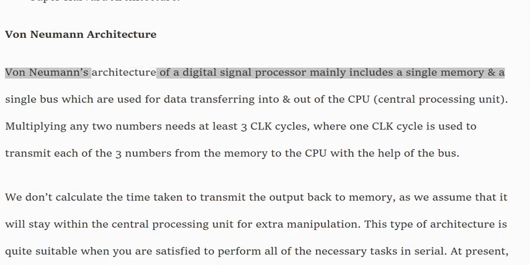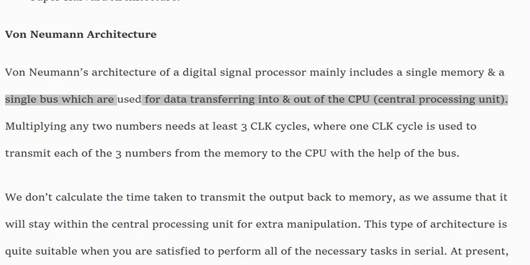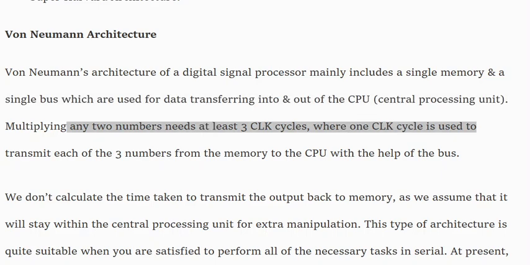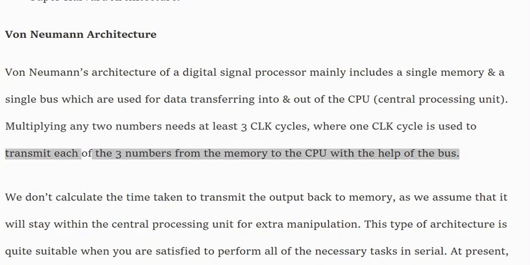Von Neumann architecture of a digital signal processor mainly includes a single memory and a single bus, which are used for data transferring into and out of the CPU, central processing unit. Multiplying any two numbers needs at least 3 CLK cycles, where 1 CLK cycle is used to transmit each of the 3 numbers from the memory to the CPU with the help of the bus.